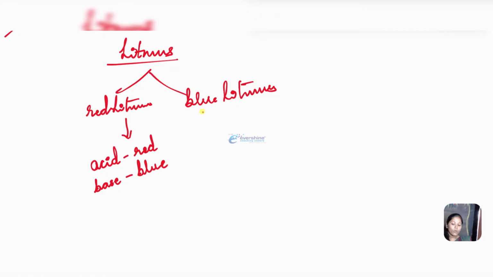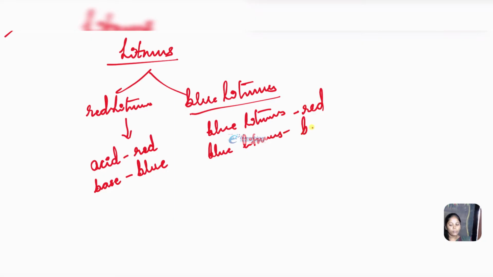Okay, what happens to blue litmus paper? Blue litmus paper in acid shows what color? It will show red color. Blue litmus paper in base, it will show blue itself. Okay, so by using this litmus paper, what can we identify? We can identify acid or a base. Got it?